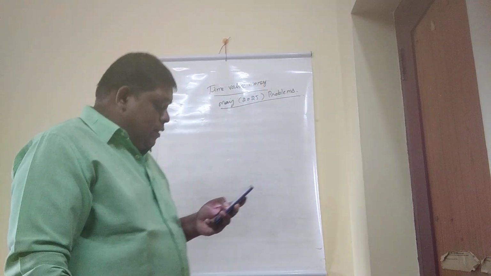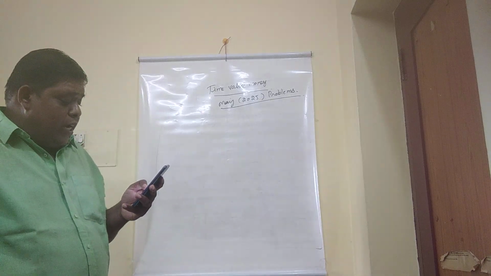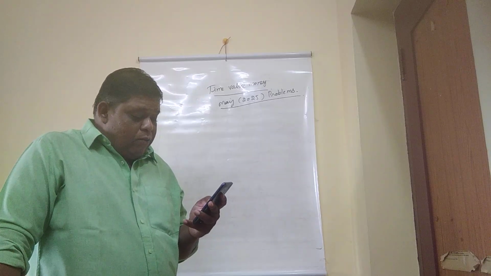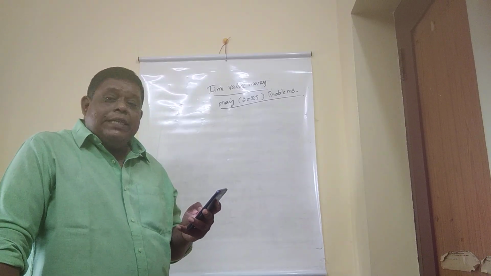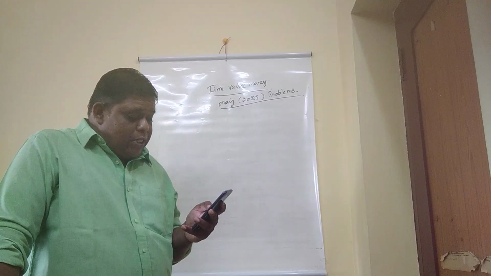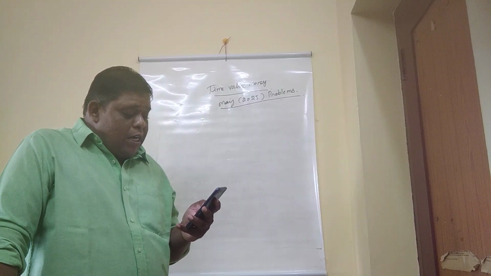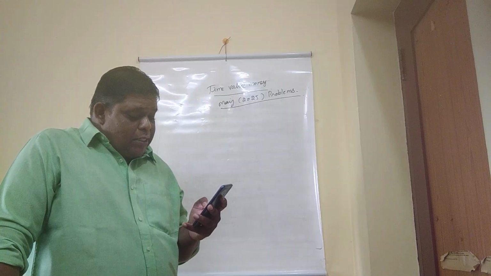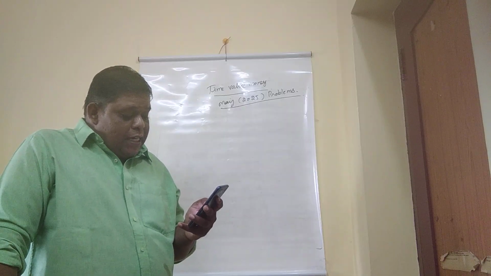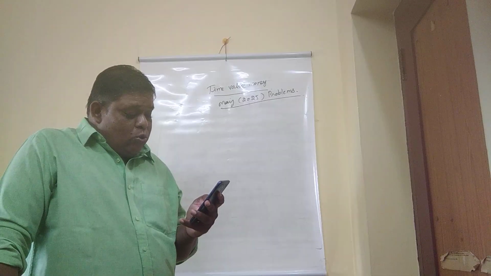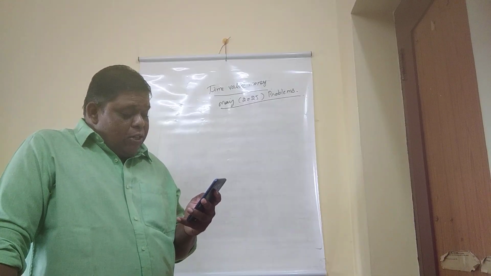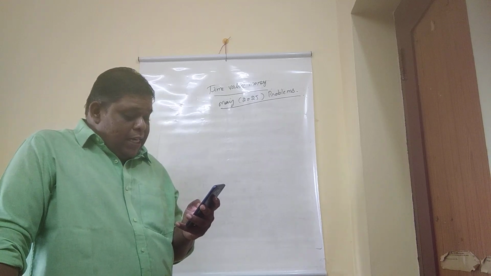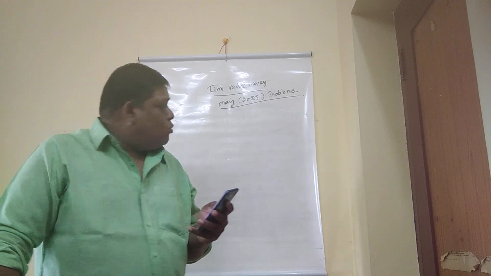Problem number 1, find the future value of an investment of rupees 7,000. The question is: find the future value of an investment of rupees 7,000 compounded quarterly at 10% per annum for 3 years, given that 1.025 whole to the power 12 is equal to 1.34489. Options A, B, C, D are given in the question.